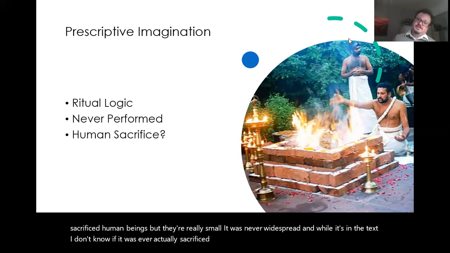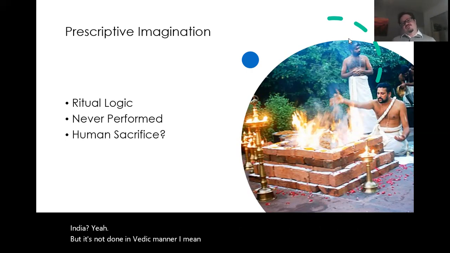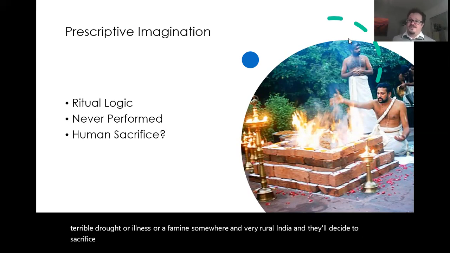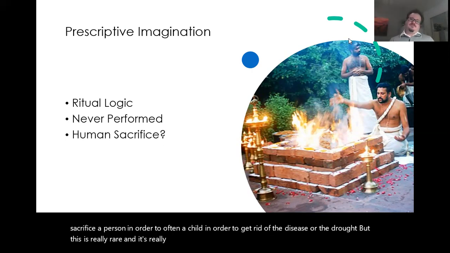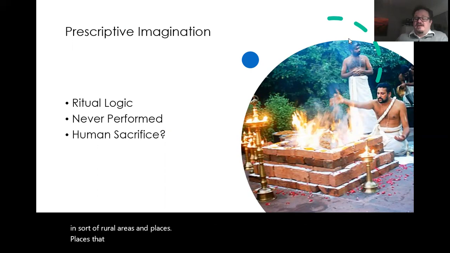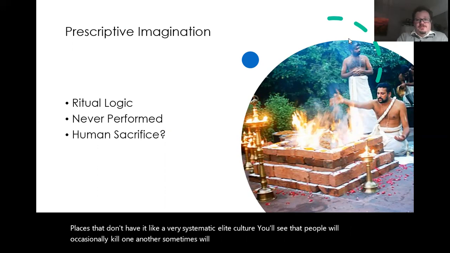Now, are humans sacrificed in the world and in India? Yeah. But it's not done in a Vedic manner. Every now and then I'll read a story about a terrible drought or illness or a famine somewhere in very rural India, and they'll decide to sacrifice a person, often a child, in order to get rid of the disease or the drought. But this is really rare, and it's really not a part of Hinduism. In fact, it's something you see everywhere in rural areas and places that don't have a very systematic elite culture. You'll see that people will occasionally kill one another. Sometimes they'll do it for ritual religious reasons.